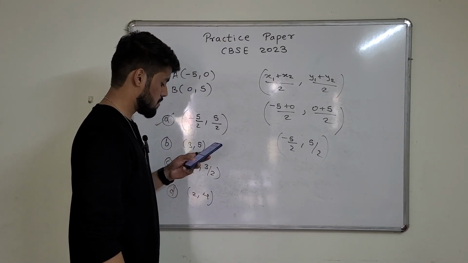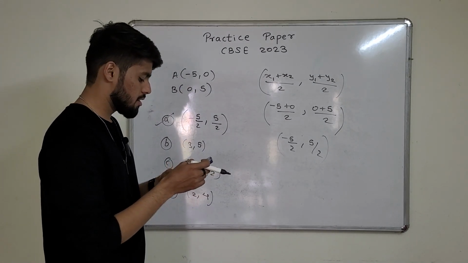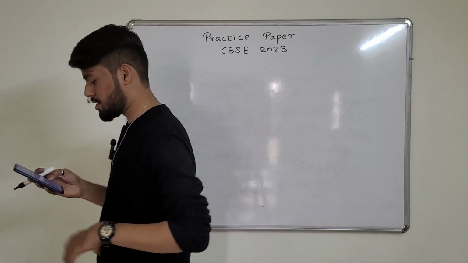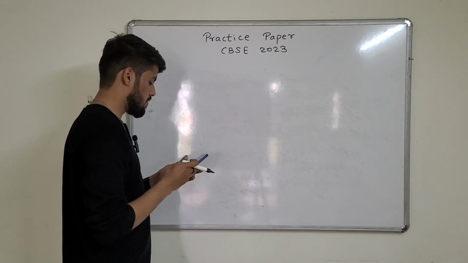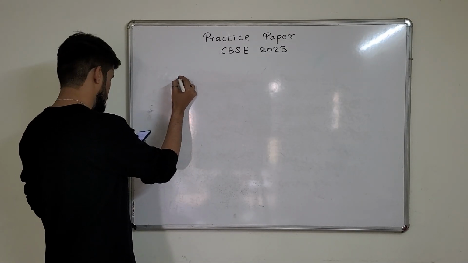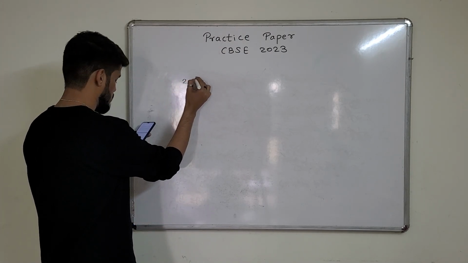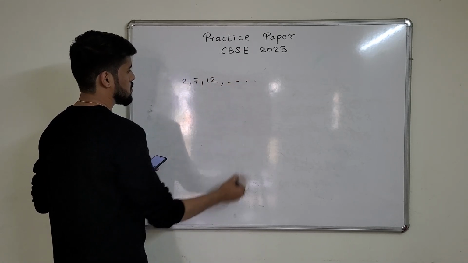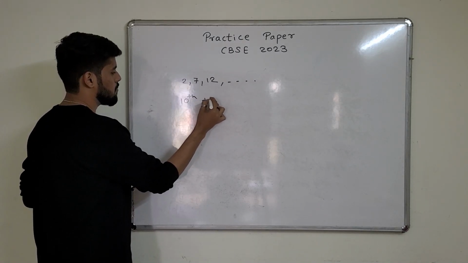This question was from, I guess, the coordinate geometry chapter, right? Let's go for the next one. So the next question, the 10th term of the AP, very simple question. We need to find the 10th term. The given AP is 2, 7, 12. So this is the given AP and we need to find the 10th term.